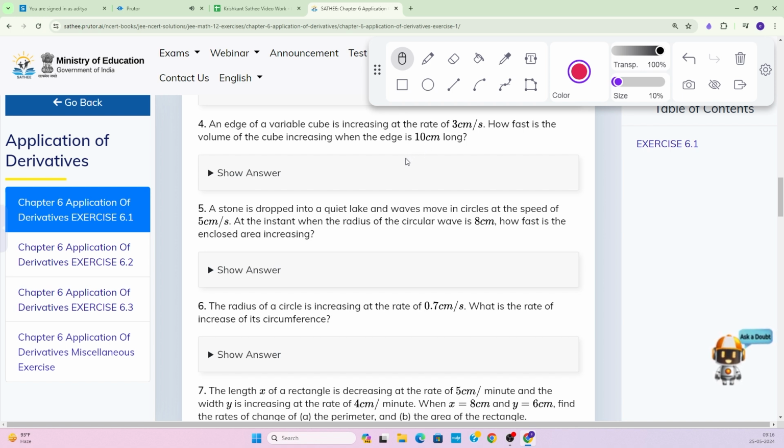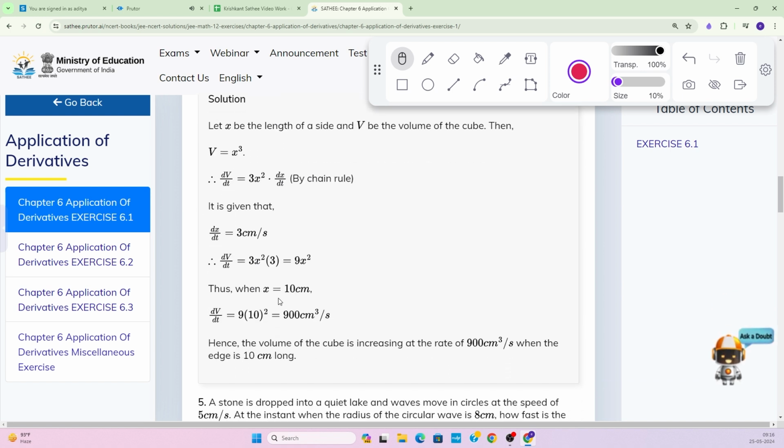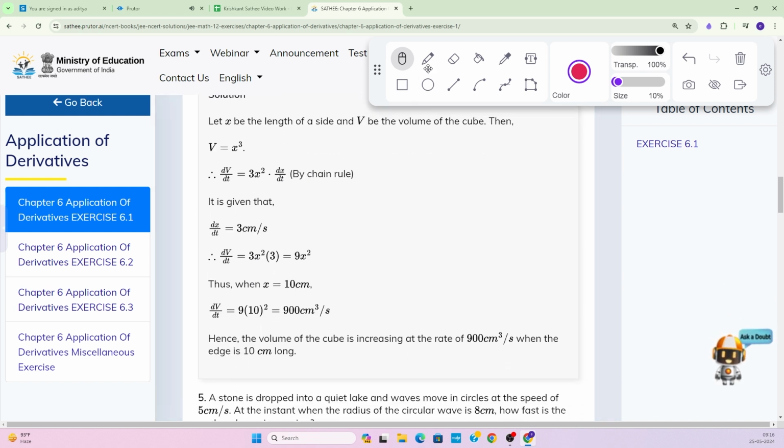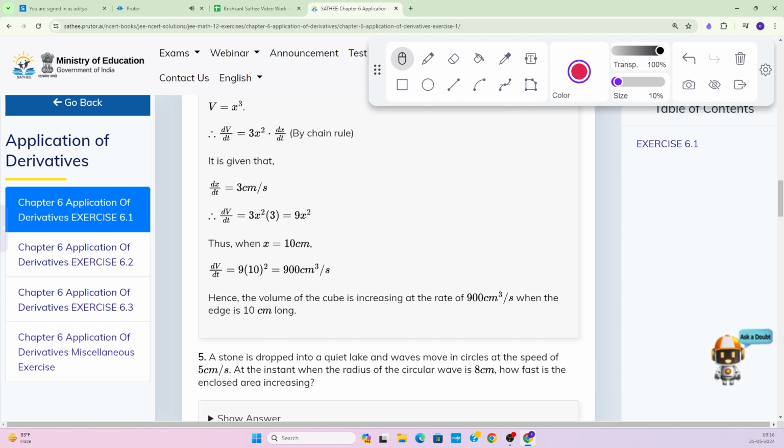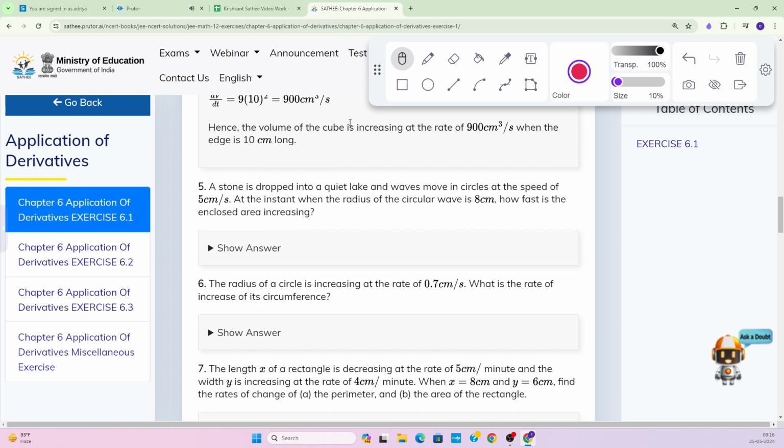So dv by dt is the derivative of x cube with respect to time. It will be 3x square multiplied with dx by dt, and dx by dt is 3. So this means you will get 9x square. This means you will get 900 as your answer. Yes, you can see 900 is your answer. I hope that it is clear. Now let us move next.